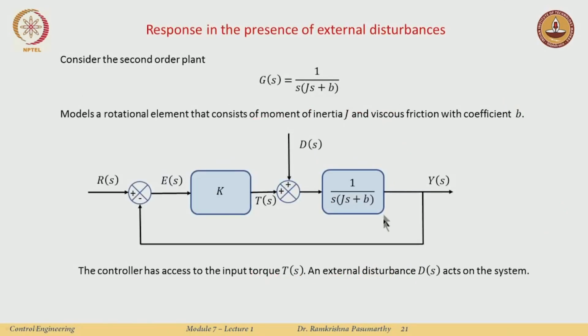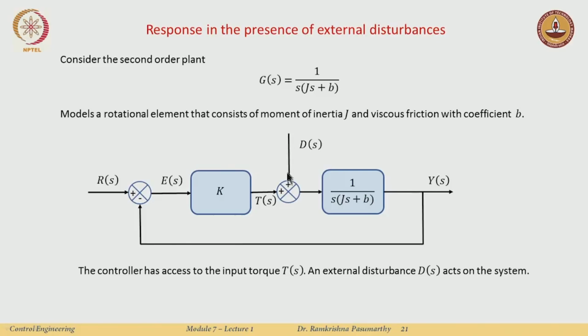Okay. Now, what is the effect of disturbances when we use these kinds of controllers? So, again, let me take this kind of plant here, which is a rotational element with a moment of inertia J and some frictional coefficient b.